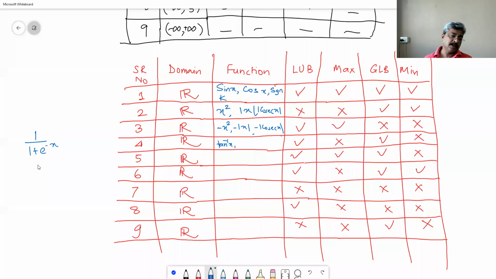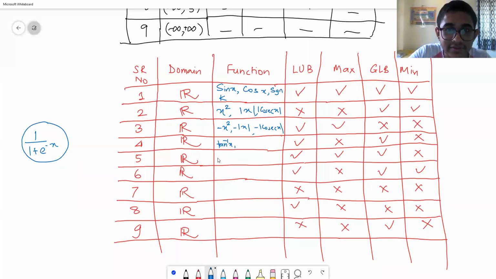What is the nature of this? Sir, actually, it's called a sigmoid function and it's bounded between 0 and 1, I think, but it actually is asymptotic to both. We will see how to draw a graph of that, but that is fine. We will cross check this.